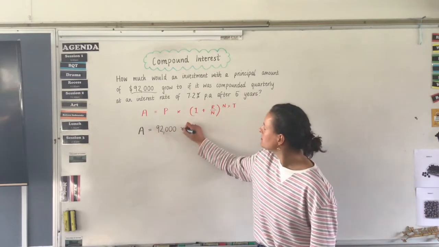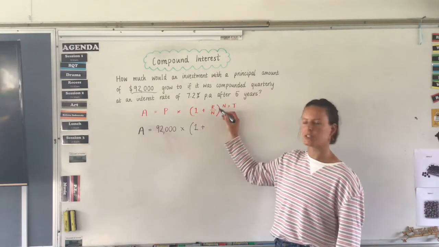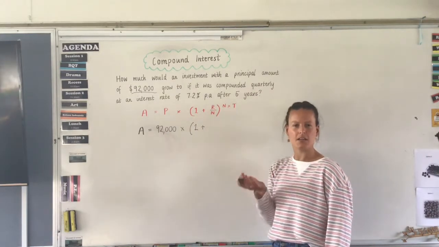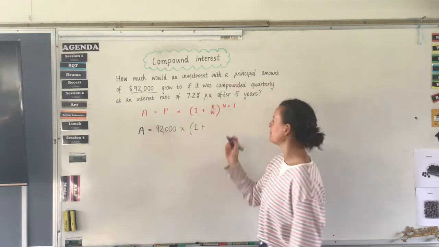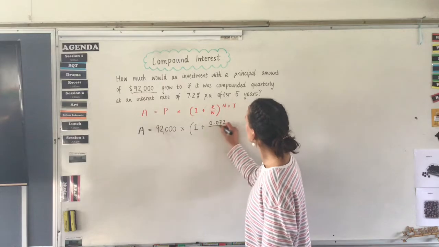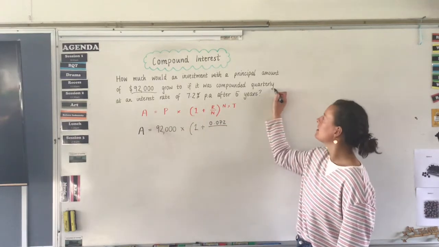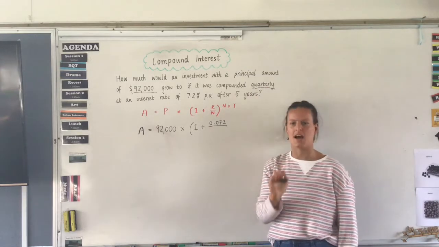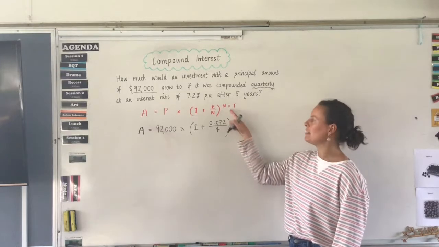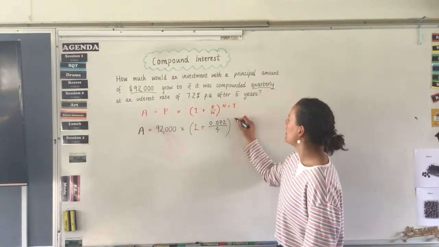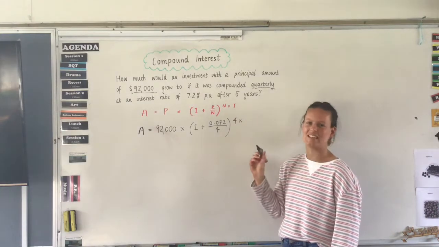We multiply by brackets 1 plus. We need to find our interest rate, 7.2%. We need to convert that into a decimal. So it's going to be 0.072 divided by our number of times a year it is compounded. It is compounded quarterly, which is 4 times a year. So it's divided by 4, close the bracket. Then we need to do n times t. So we know n was 4. Multiplied by t, the number of years, is 5 years.